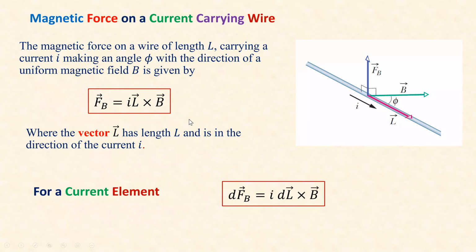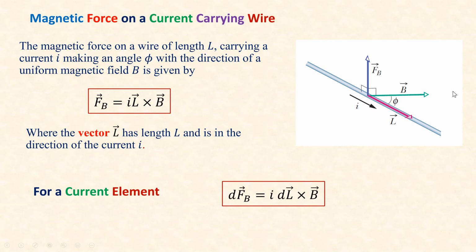And when we have a wire of length L and carrying current I in a magnetic field, we have a magnetic force acting on it, because this current is made up of moving charged particles. Therefore, we can calculate the force on a wire of length L in magnetic field B and carrying current I by this formula. Instead of QV, we have IL cross B.